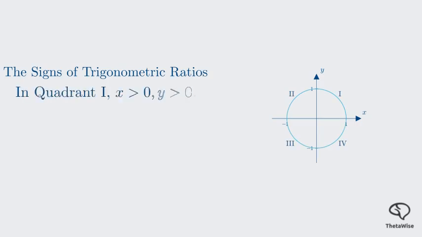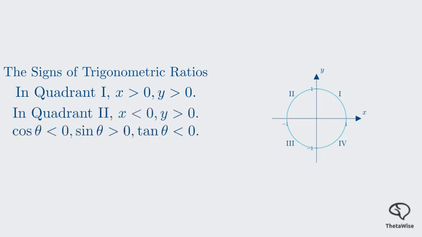In the first quadrant, x-coordinates are positive and y-coordinates are positive. Since cosine is x and sine is y, both cosine and sine are positive. Because tangent is sine over cosine, it is also positive. So, all three ratios are positive in the first quadrant.